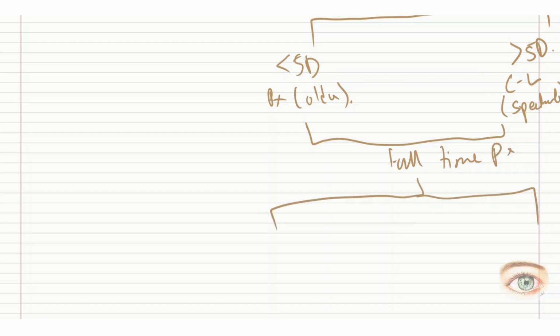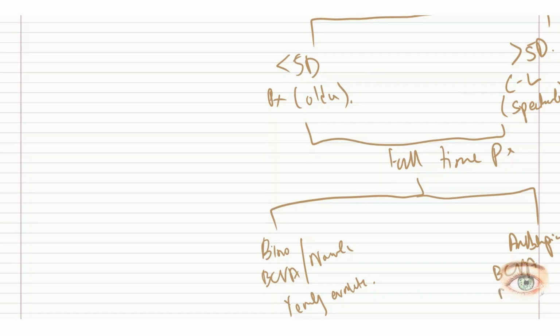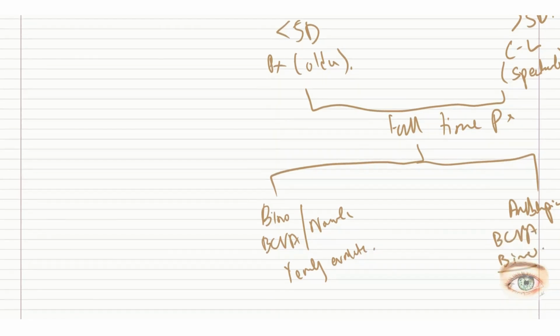Again, in this case, the binocularity and BCVA are going to be normal, right? And you're going to evaluate the patient yearly. And if there is amblyopia present, you are going to have reduced BCVA and reduced binocularity, and you are going to reevaluate the patient according to age.